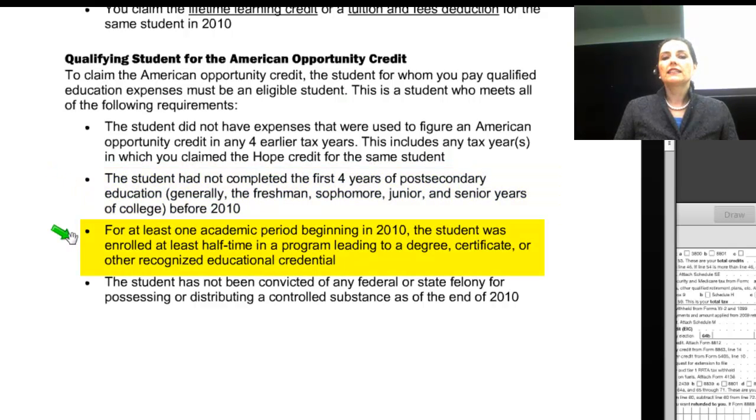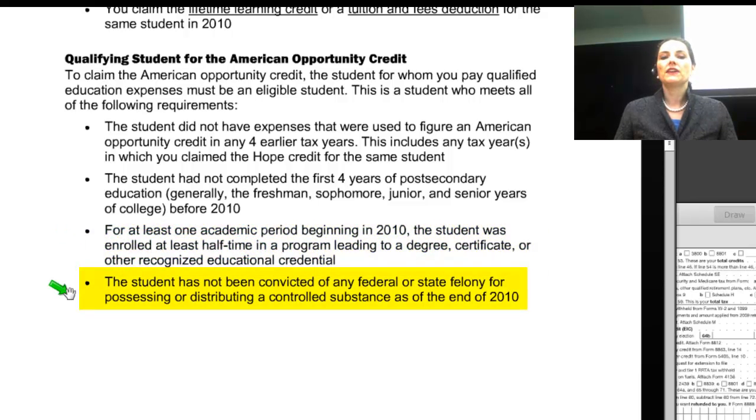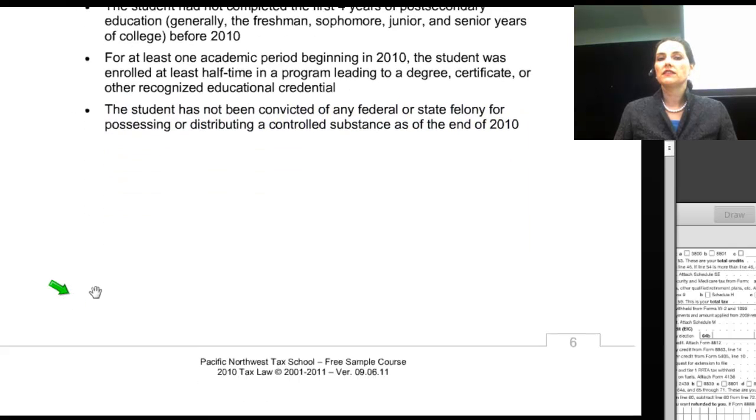Also, for at least one academic period during 2010, the student must have been enrolled at least half-time in a program that leads to a degree, certificate, or other recognized educational credential, and the student must not have been convicted of any federal or state felony for possessing or distributing a controlled substance as of the end of 2010.